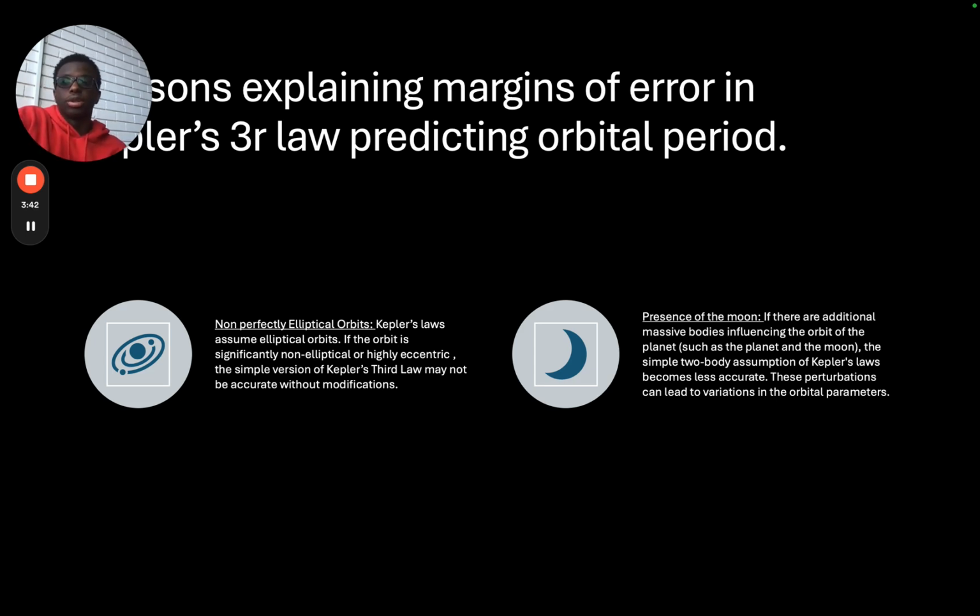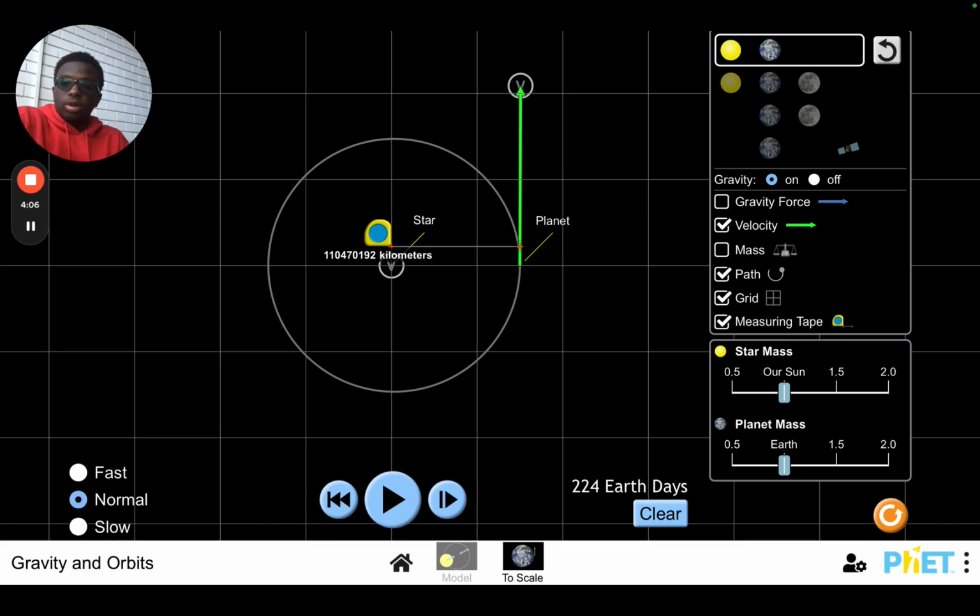And the second main reason is the presence of the moon. If there are additional massive bodies influencing the orbit of the planet, such as the moon, the simple two-body assumptions of Kepler's law become less accurate, as will our calculations. These perturbations can lead to variations in the orbital parameters. Here are some examples of the orbital distances chosen and their actual orbital period.